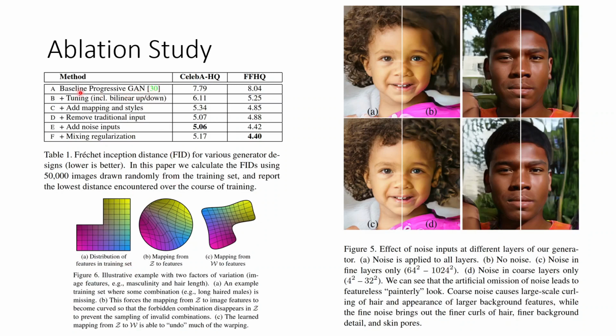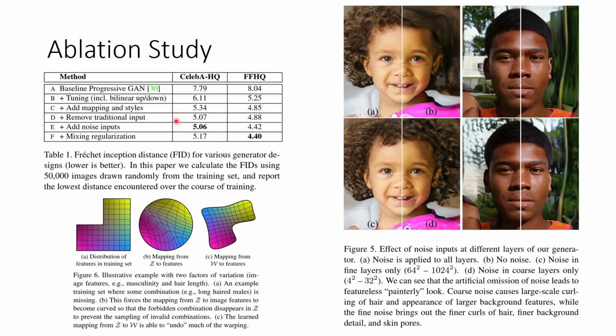Their baseline is progressive GAN, and they add some mapping styles and remove the traditional input. The traditional input just means the random variable, the latent space. They use the new mapping function to create a new input, the W space. Then they add noise and mixing regularization. This is the FID value for the two datasets. It shows that with the new design, they create better image quality.